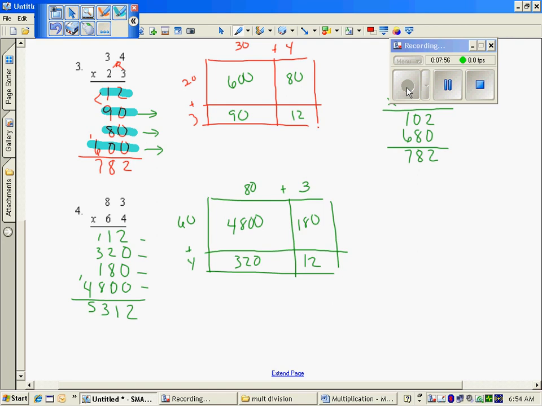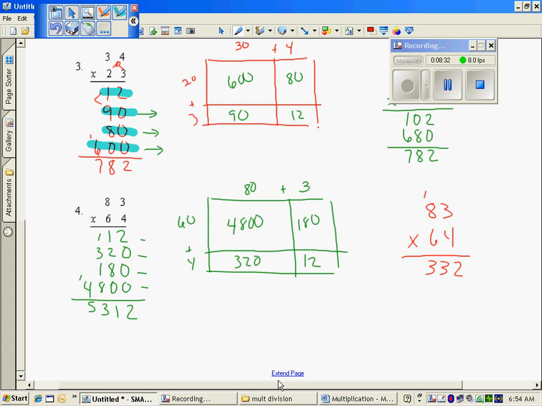The shortcut algorithm, 83 times 64. Starting on the right, 4 times 3 is 12. The 2 in the ones position, the 1 in the tens position due to 10 plus 2 being 12. 4 times 80 is 320. An additional 10 is 330, and notice the 2 is already in that position.